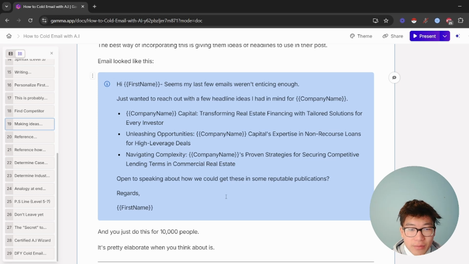Company name. I basically whitewashed the names because I didn't want to do that. So company name Capital, transforming real estate financing with tailored solutions for every investor. Unleashing opportunities, capital's expertise in non-recourse loans for high leverage deals, navigating complexity, blah blah blah. So as you can see, it's an email basically saying, I can do this for you. I've already done some of it. Would you like to actually see how this works? So now you have someone that's like, this guy has actually just sent an email to me, but you've actually just sent the same email to like 10,000 people that are all different.